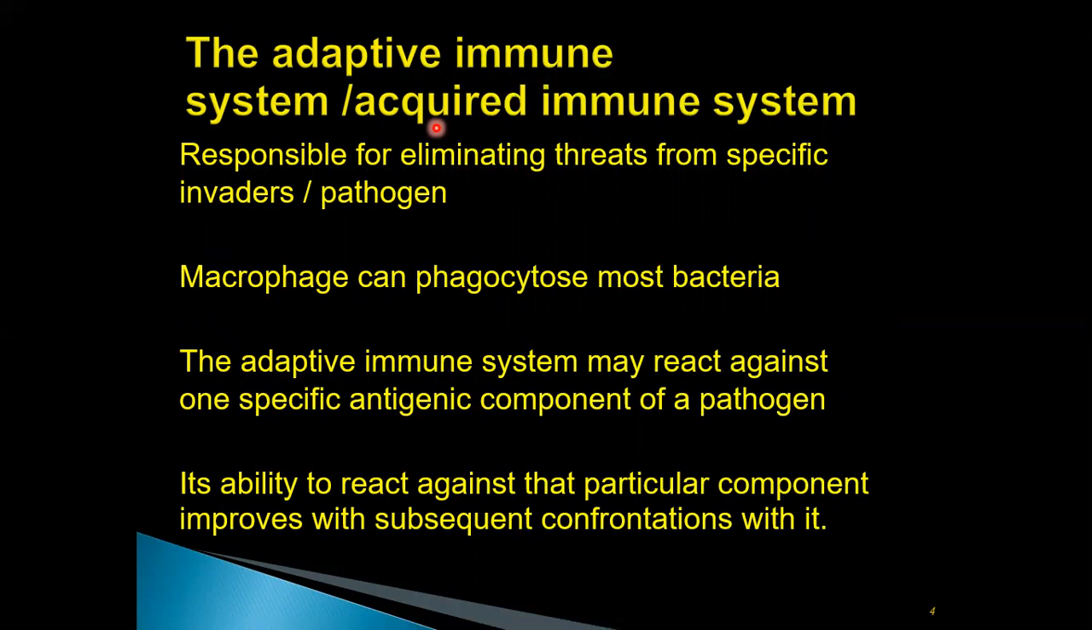So this is responsible for eliminating threats from specific invaders or pathogens, and this system also includes the macrophages, which can phagocytose most of the bacteria. The adaptive immune system may react against one specific antigenic component of a pathogen. For example, let's say a bacteria, let's say E. coli. So E. coli is a bacteria.